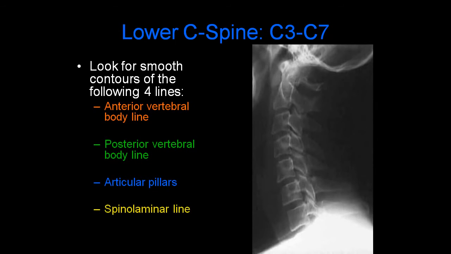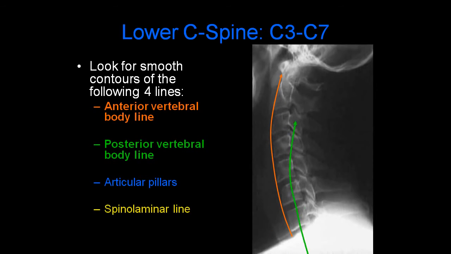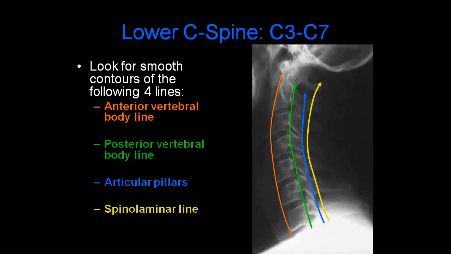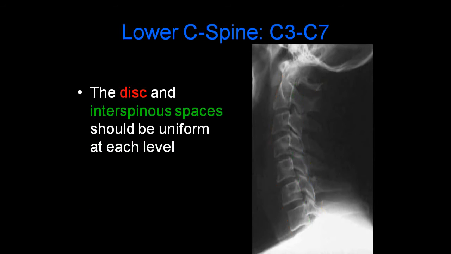When looking at the lower cervical spine, it's important to look for smooth contours of the following 4 lines: the anterior vertebral body line, the posterior vertebral body line, the articular pillars, and the spinolaminar line. In addition, the disc and interspinous spaces should be uniform at each level.